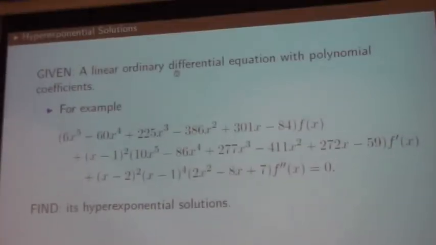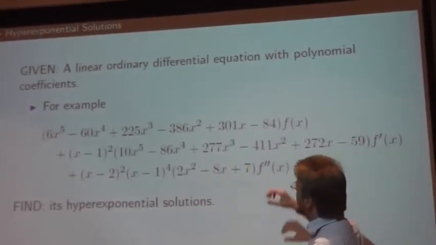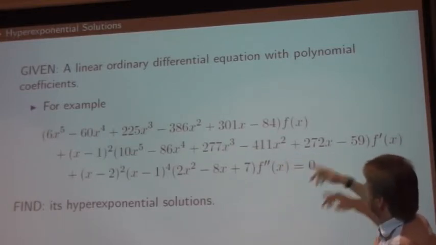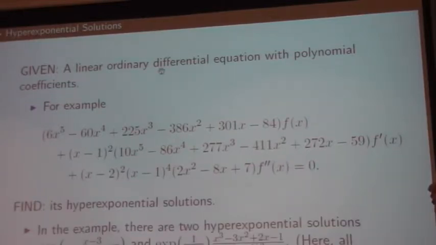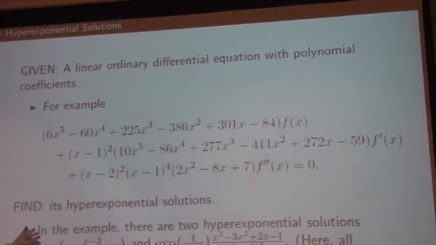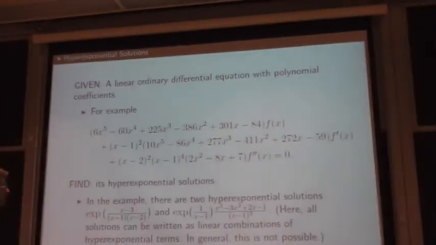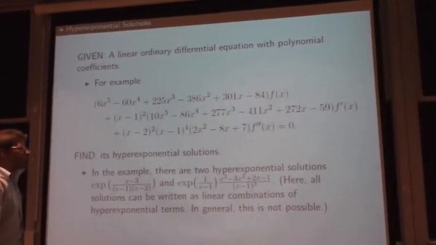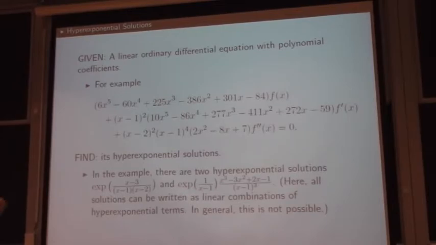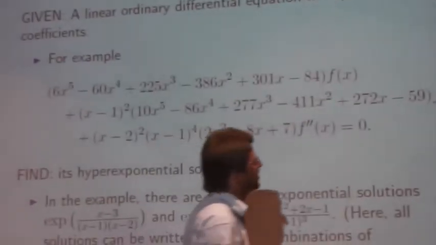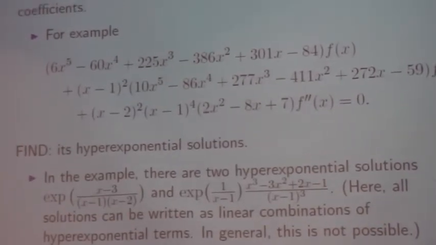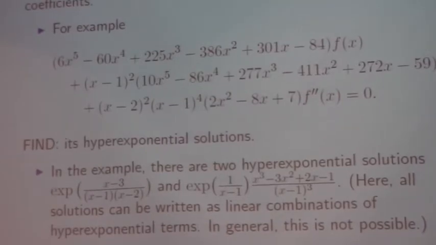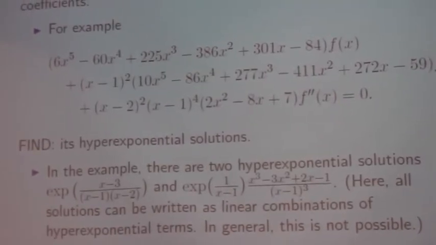Okay, and then the task is the same as before, more or less. We are given again a differential equation, something like this, linear with polynomial coefficients, and the task is to find the hyperexponential solutions. In this case, there are two hyperexponential solutions, this one and this one, and because the equation in this example has order 2, every solution can be written as a linear combination of those two. In general, of course, that's not the case, but I didn't want to make a bigger example. Typically you will have no solutions of this form, but then we want the algorithm to tell us there's definitely no such solution.